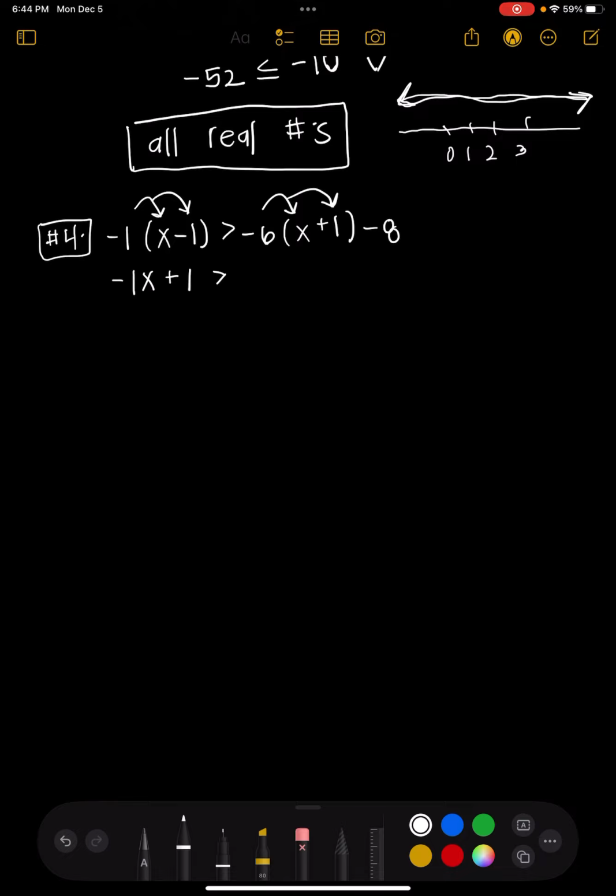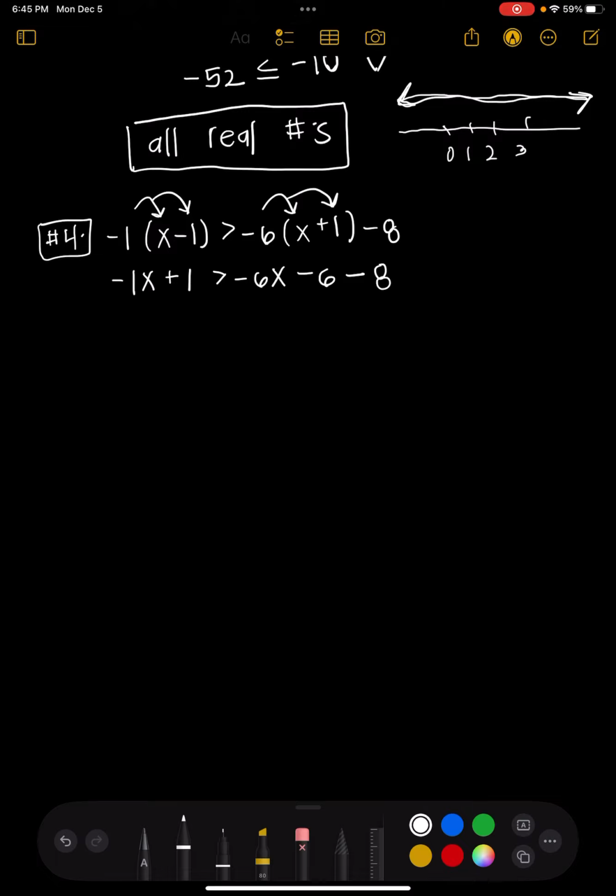Now we're going to distribute the negative 6. So negative 6 times x gives me negative 6x. Then negative 6 times 1 gives me negative 6. And then that minus 8 wasn't a part of the parentheses, so we just rewrite it. Now we're going to combine like terms. On the left side, there's no like terms.